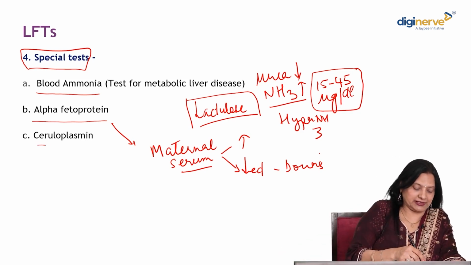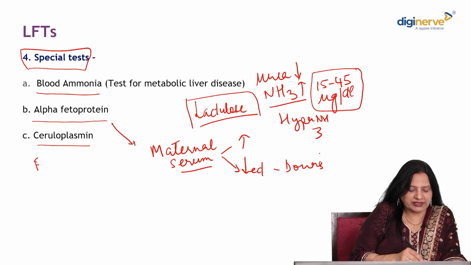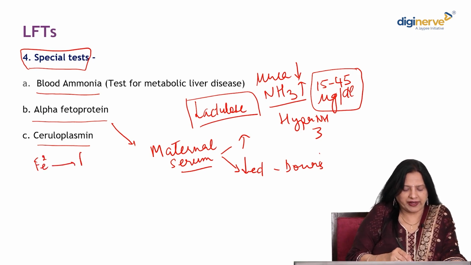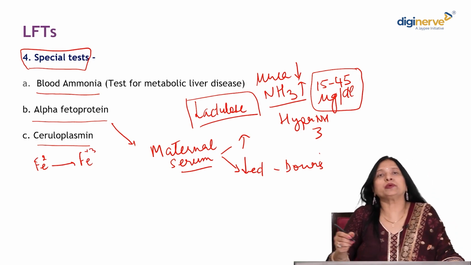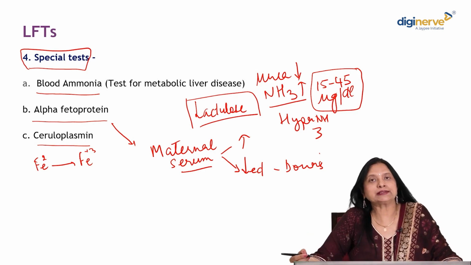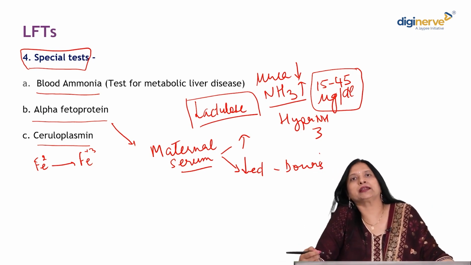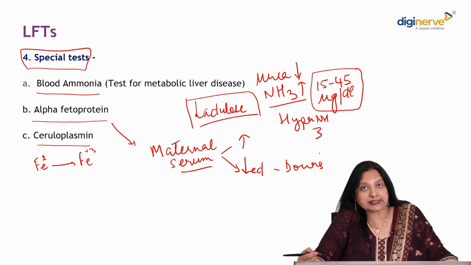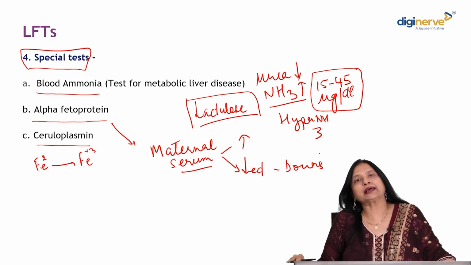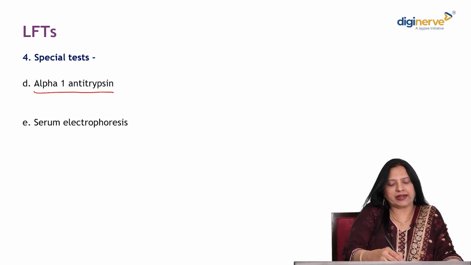So next is ceruloplasmin. It's a copper containing protein which is synthesized in the liver, and what it does is it oxidizes ferrous into ferric, and thus is helpful in mobilizing the iron stores. The increased activity of ceruloplasmin is seen in cirrhosis or active hepatitis and hemochromatosis, whereas the decreased activity could be seen in nutritional deficiency of copper as well as Wilson's disease. Then the next is alpha-1 antitrypsin.